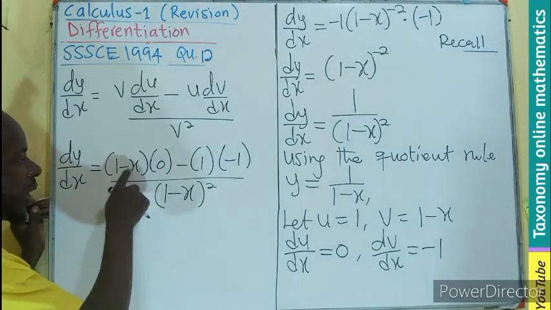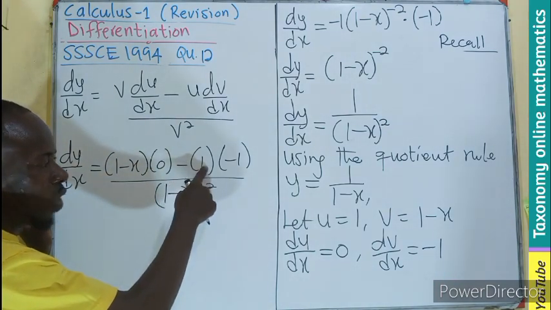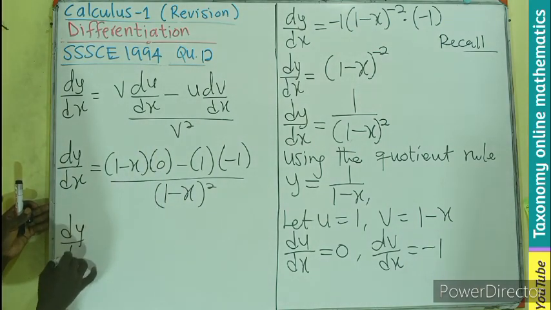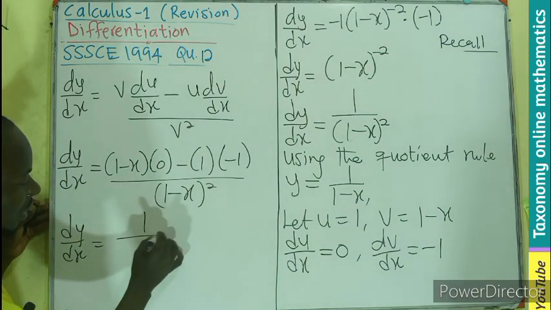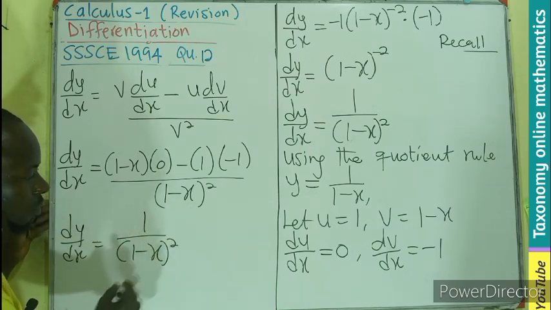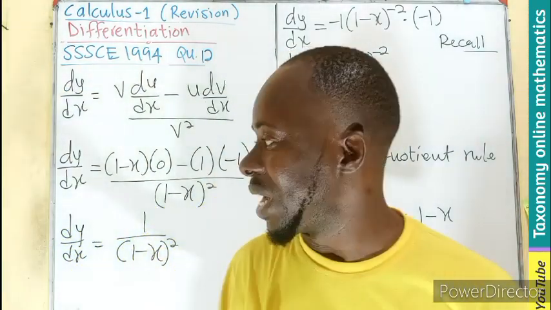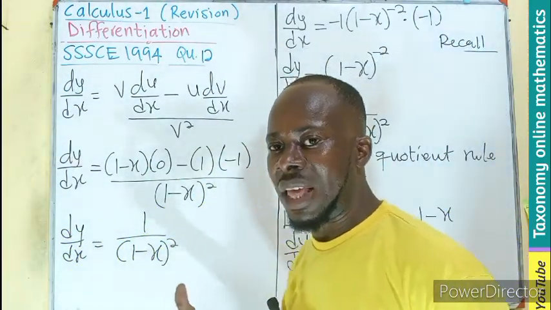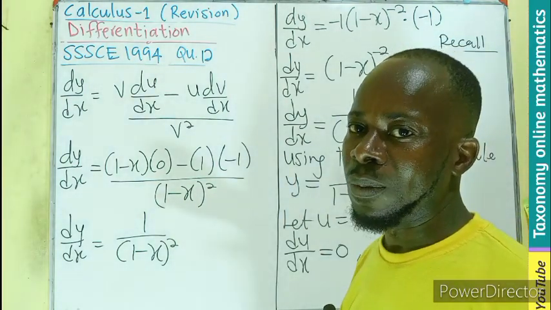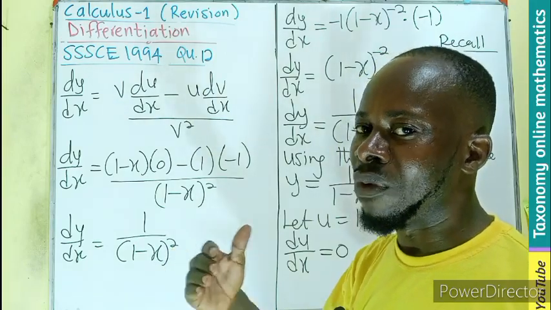You can agree that whatever happened here will be 0. Then minus 1 times 1 times minus 1 gives us a positive 1 divided by (1 minus x) squared. You remember that was what we got for the first differentiation. So we can use the quotient rule to arrive at the same answer, or we use the direct approach. I believe at this point you grab the concept and follow through.